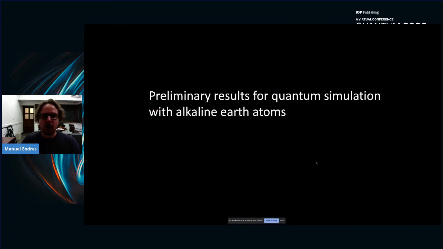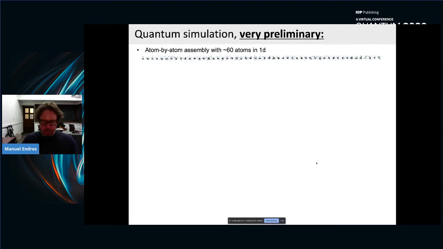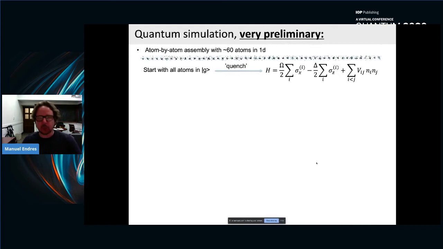Now, I want to show some preliminary results for quantum simulations with alkaline earth atoms based on these schemes. So we do atom by atom assembly currently in 1D at Caltech, and on a good day, we achieve about 60 atoms with reasonable fidelity currently, with a tweezer array of about 100. And now we can do various experiments, and the experiments we have studied the most are simple quench experiments, where all atoms start in G, that's the ground state, and then you do a quench, so you suddenly switch on the Hamiltonian to a certain parameter set of omega, delta, and interaction strength. Okay. And as I mentioned, this Hamiltonian is very rich, so you can tune it in different regimes.